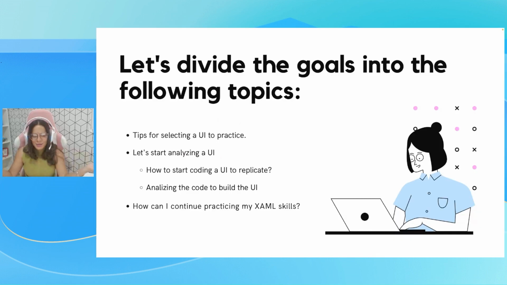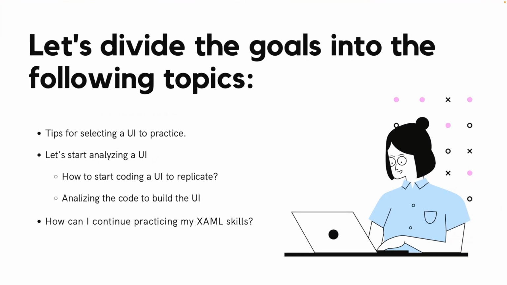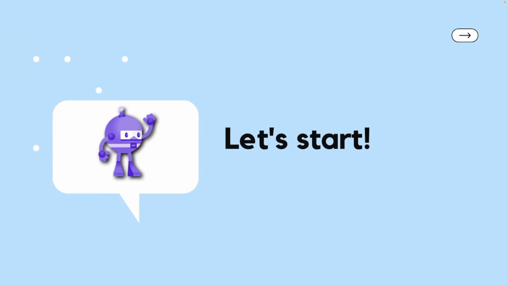So how will we divide these goals? The first is that I will be teaching you the tips for selecting a UI to practice. As we know, it's too important to continue practicing to improve our XAML skill in .NET MAUI, or in Xamarin, that it's the same. So the second point is that we will be starting analyzing a real UI with the code in Visual Studio, and this point is subdivided in two. The first is how to start coding a UI to replicate, and the second is analyzing the code to build this UI. And the last one, but not the least important, is how can I continue practicing my XAML skills. So, knowing that, let's start.